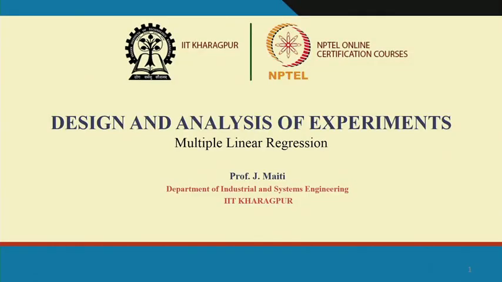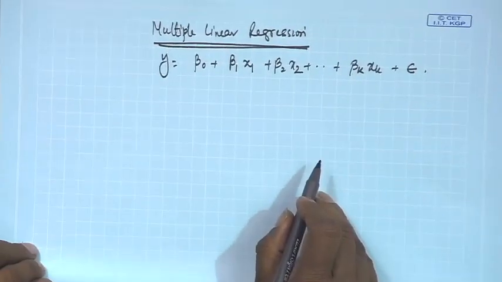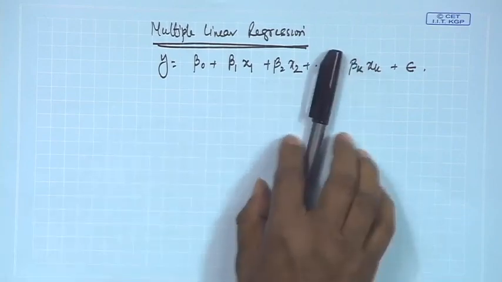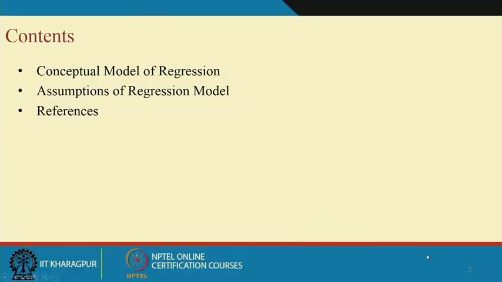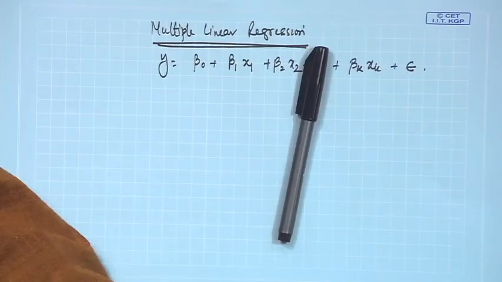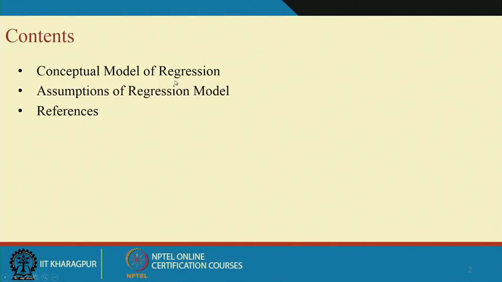Hello. We will discuss now multiple linear regression. The presentation will be like this. This is a very basic lecture on multiple linear regression. As a result, we will give you a conceptual model, what a regression model is and what the assumptions of the regression model are, and if possible I will give you the equation for parameter estimation, which will be discussed in the next lecture also.